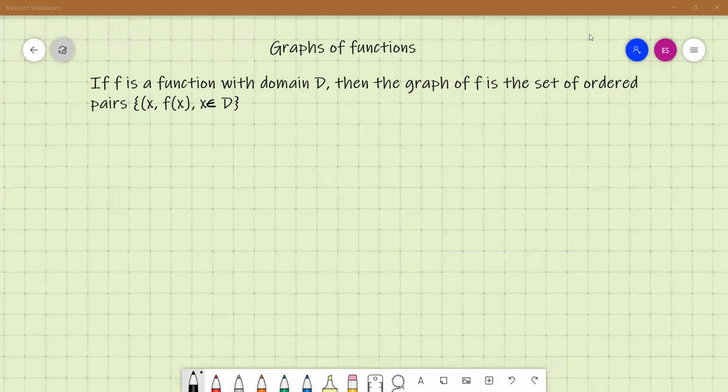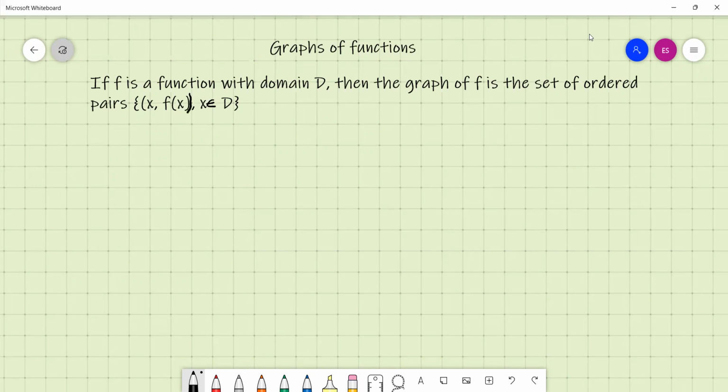Hello guys, in this lecture we are going to talk about graphs of functions. If f is a function with domain D, meaning D describes all the x's which you can plug into the function, then the graph of f is a set of ordered pairs (x, f(x)) where x belongs to the domain.